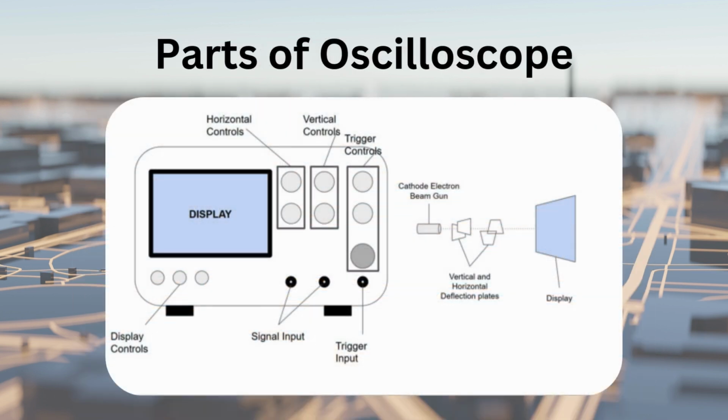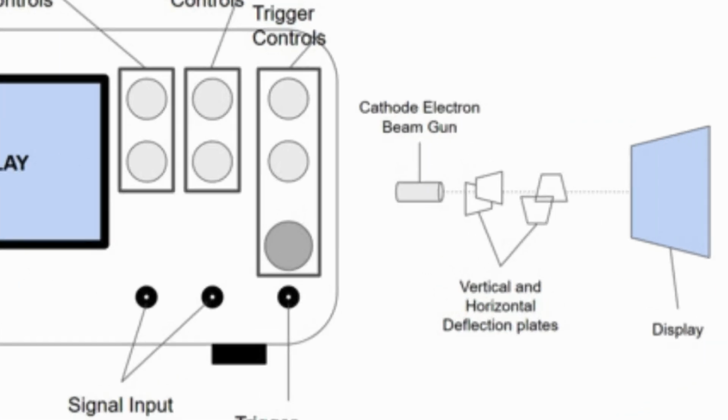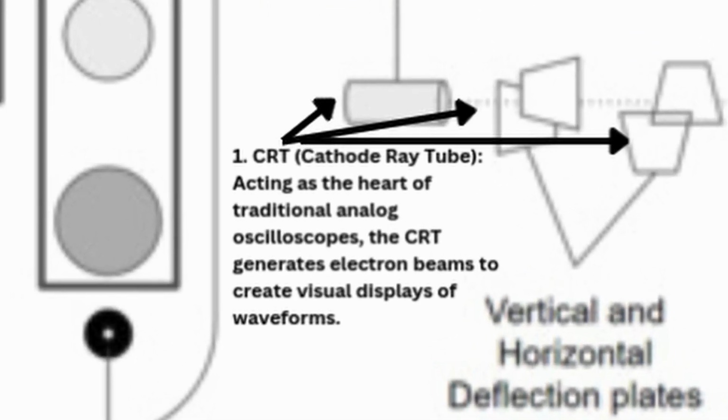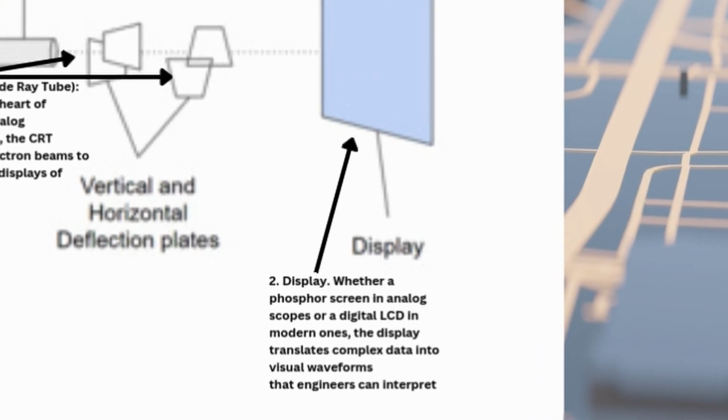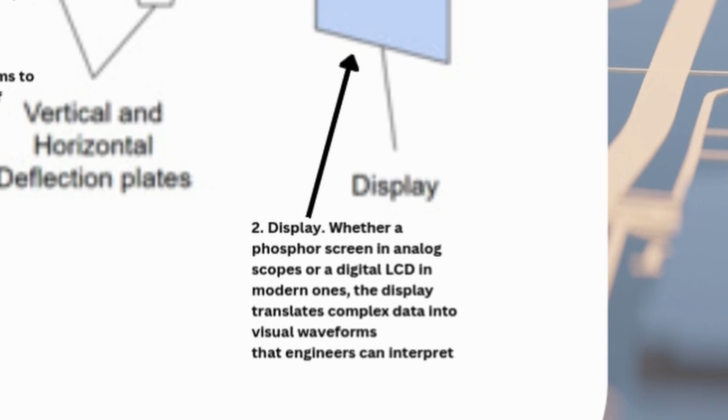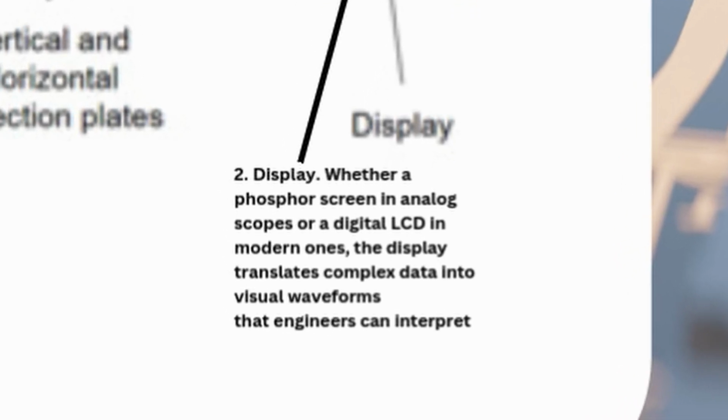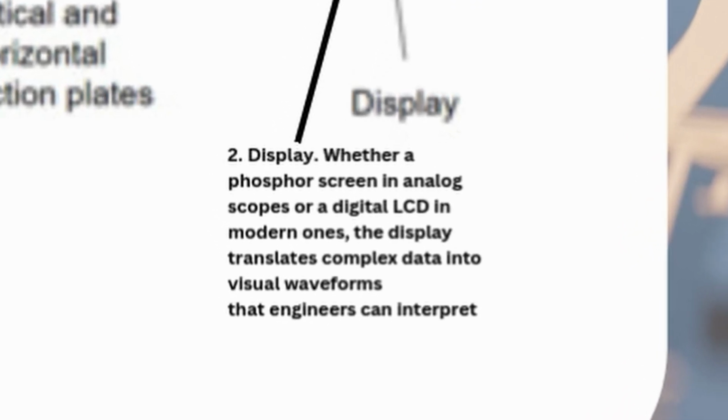For the parts of oscilloscope: Number 1. CRT, or cathode ray tube. Acting as the heart of traditional analog oscilloscopes, the CRT generates electron beams to create visual displays of waveforms. Number 2. Display. Whether a phosphor screen in analog scopes or a digital LCD in modern ones, the display translates complex data into visual waveforms that engineers can interpret.